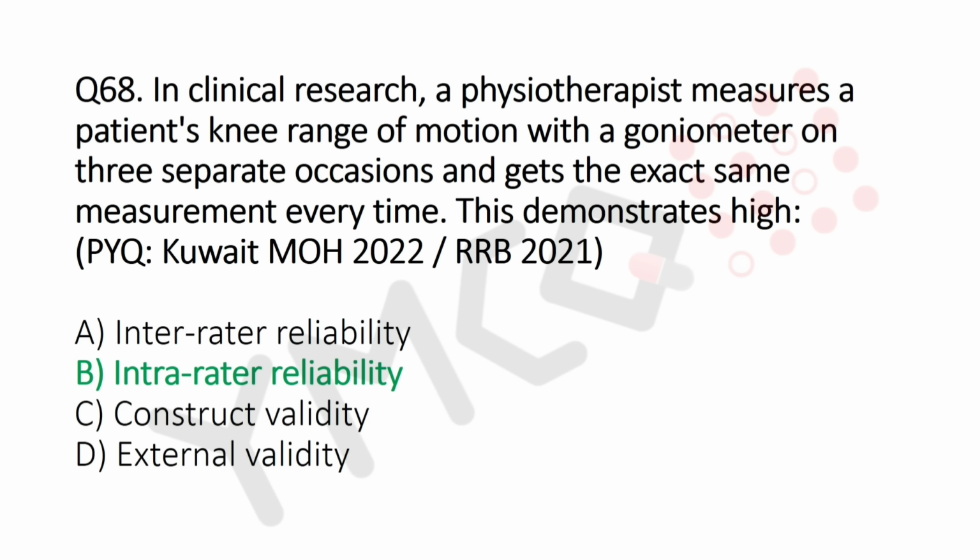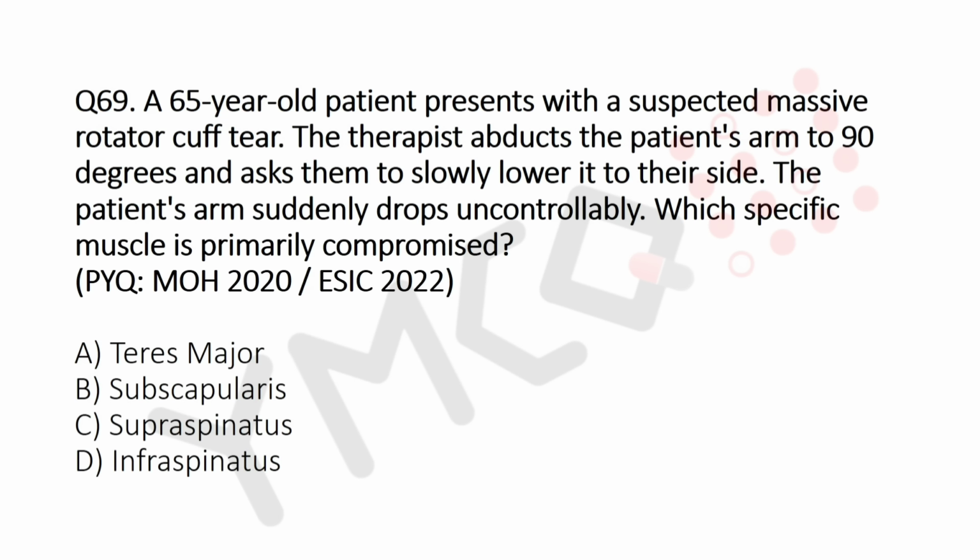Okay. Now let's move to question number 69. A 65-year-old patient presents with a suspected massive rotator cuff tear. The therapist abducts the patient's arm to 90 degrees and asks them to slowly lower it to their side. The patient's arm suddenly drops uncontrollably. Which specific muscle is primarily compromised?